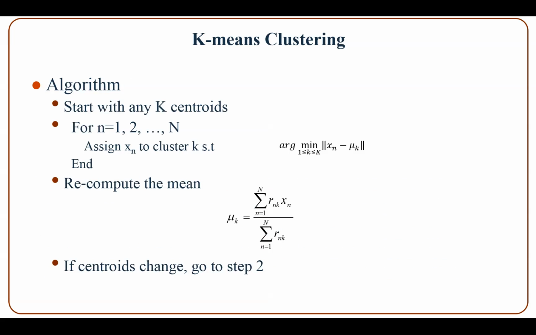The algorithm is as follows. First, start with any K centroids, and then for the n points, assign each point to the cluster whose centroid it is closest to, and then recompute the mean of the centroid. If the centroids change, then go back to step 2.